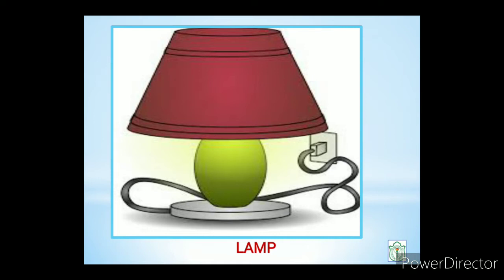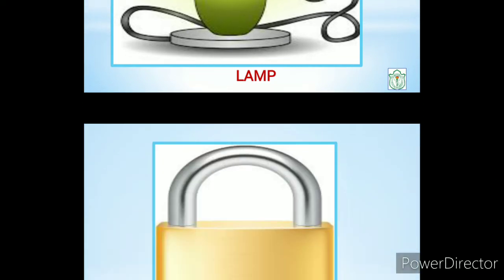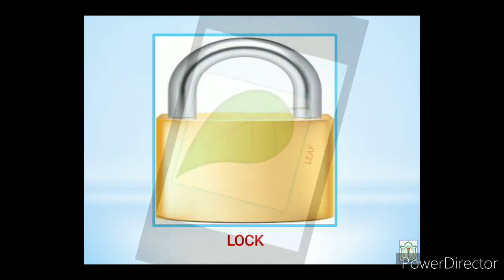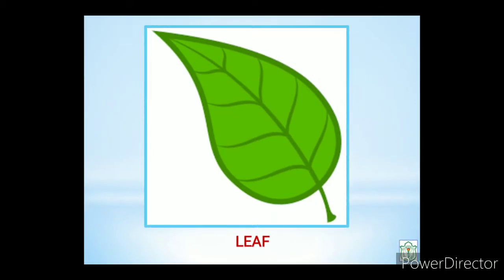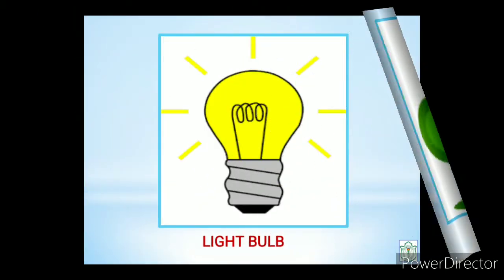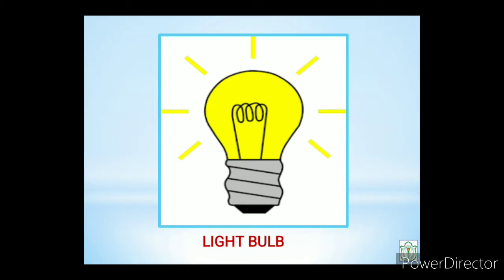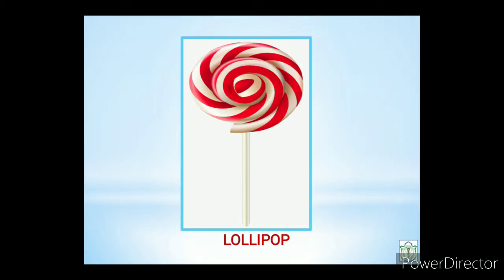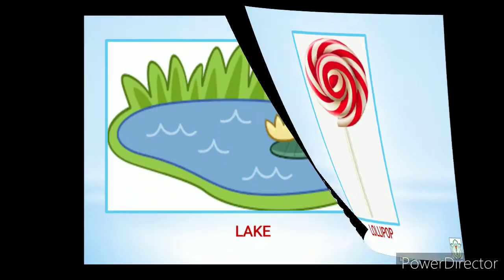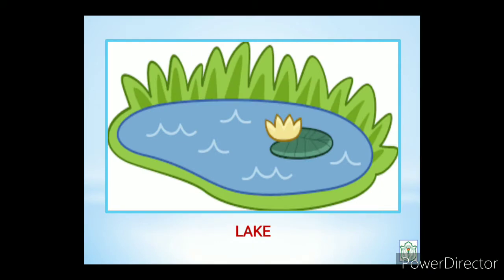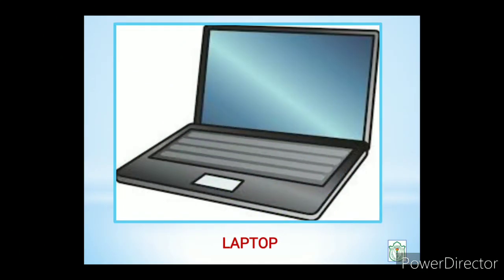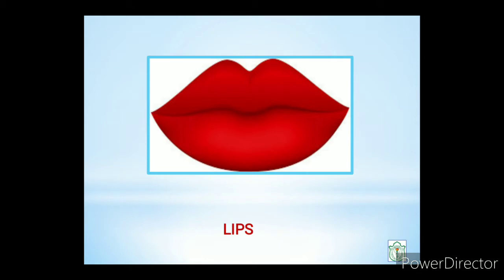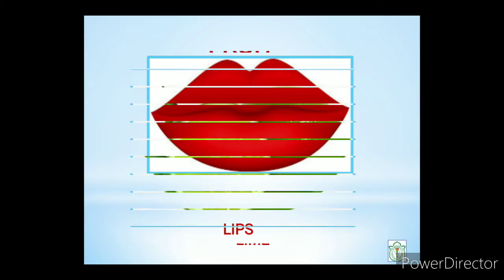This is a lamp. L says L, lamp. This is a lock. L says L, lock. This is a leaf. L says L, leaf. This is a light. L says L, light bulb. This is a lollipop. L says L, lollipop. L says L, lake. L says L, laptop. L says L, lips.